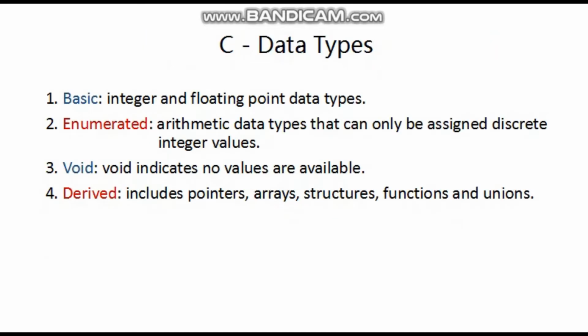Data types in C. 1. Basic: integer and floating point data types. 2. Enumerated: arithmetic data types that can only be assigned discrete integer values. 3. Void: void indicates no values are available. 4. Derived: includes pointers, arrays, structures, functions and unions. These are user-defined data types which are constructed from basic data types.